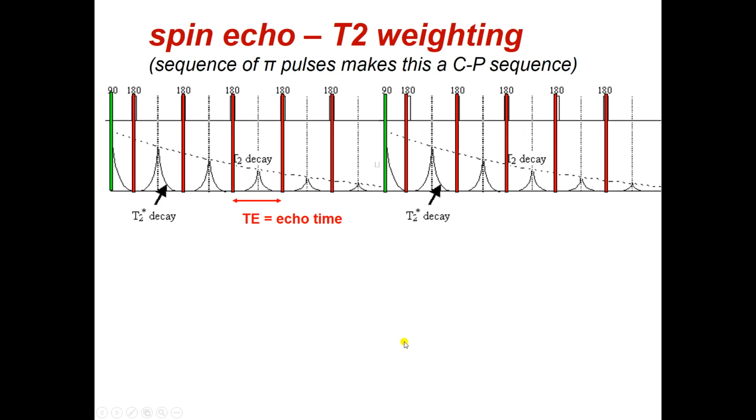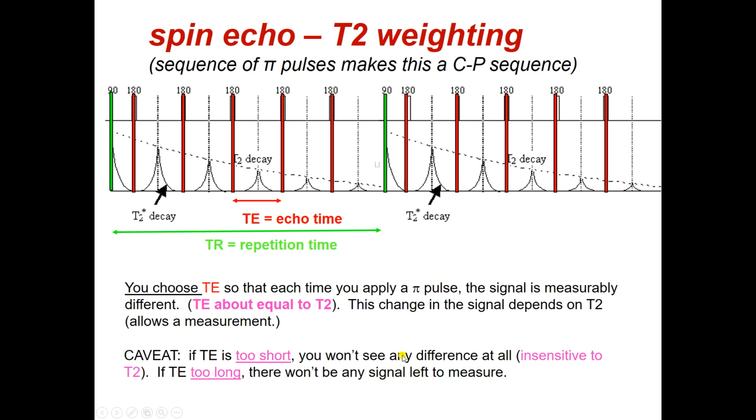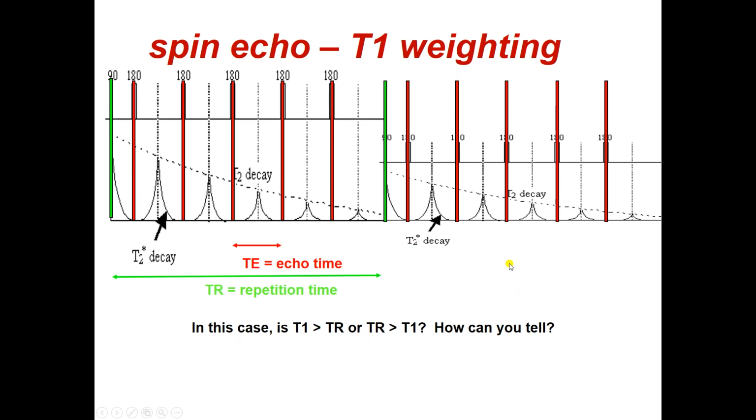So let's just go back and look at that T2 and T1 weighting again. Let me just summarize real quickly, because this is the key. If you want to measure T2, then you pick an echo time right here. The time between pi pulses is about equal to T2. You do it a bunch of times, bang, bang, bang. If TE is about equal to T2, then every time this echo comes back, it's changed a little bit. You get 3 or 4 of those, you can measure that pretty easily. But TE can't be too short, or you won't see any difference. TE can't be too long, or the signal will have gone away.